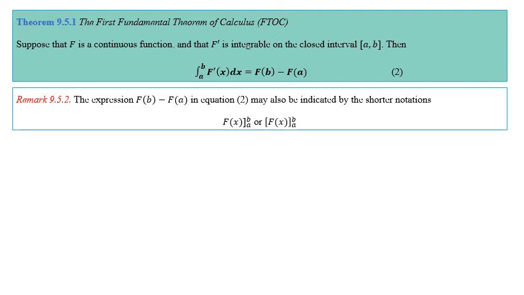So, Theorem 9.5.1, the first fundamental theorem of calculus, or that is what we call the FOTC. Suppose that f is a continuous function and that f prime is integrable on the closed interval ab, then the integral of f prime of x dx evaluated from a to b is equal to f of b minus f of a. Ang ibig sabihin lang nito, pag na-integrate na natin siya, i-evaluate natin, ise-substitute natin sa upper limit minus yung lower limit.